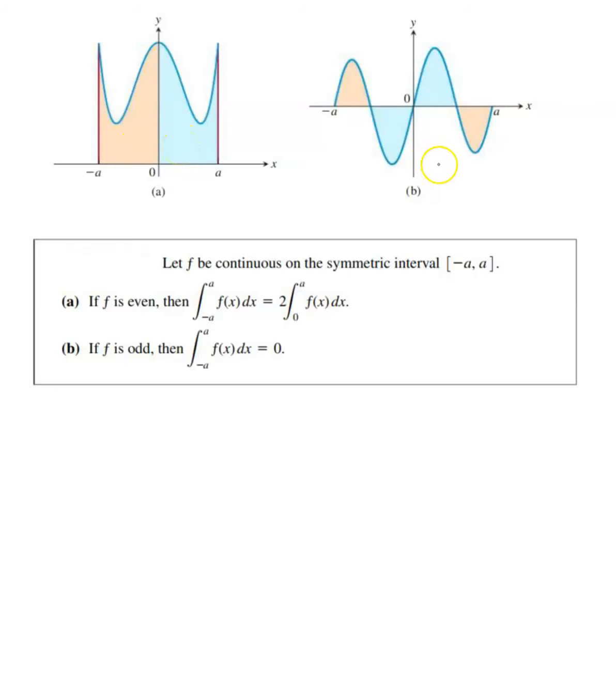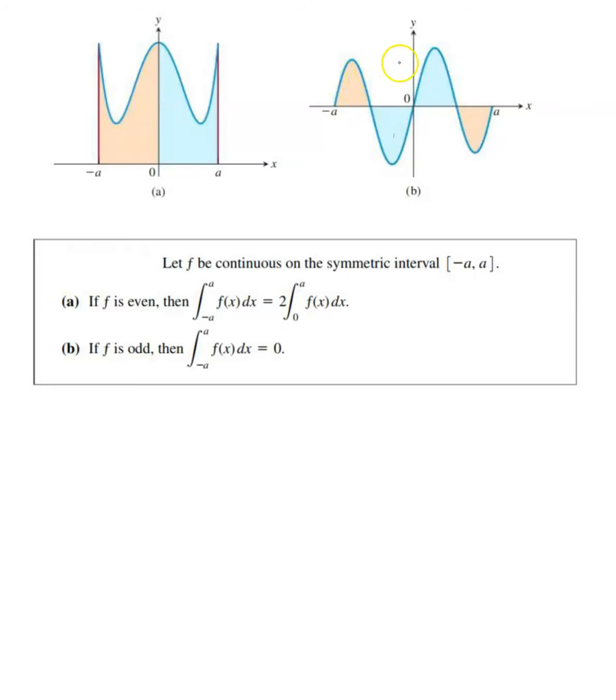On the other hand, figure B is an example of an odd function. So the blue up and the blue down are equal and opposite. The orange up and the orange down are equal and opposite. So if you did 0 to A and found that area, and multiplied it by 2 again, it won't work, because they look symmetric but they're not identical if you were to fold them along the y-axis, because odd functions are symmetric about the origin.